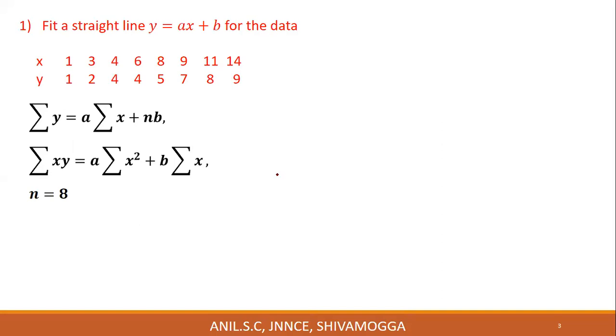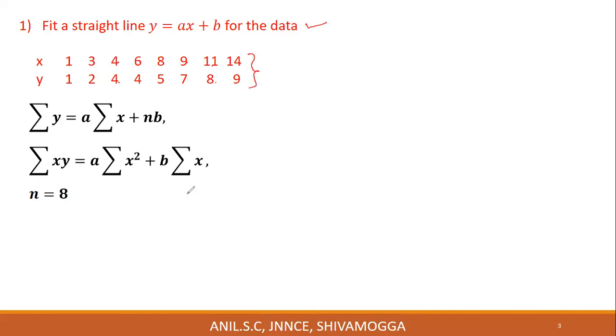Fit a straight line y is equal to ax plus b for the data. Data is given here. When x is equal to 1, y is equal to 1. When x is equal to 3, y is equal to 2. When x is equal to 4, y is equal to 4. When x is equal to 6, y is equal to 4. When x is equal to 8, y is equal to 5. When x is equal to 9, y is equal to 7. When x is equal to 11, y is equal to 8. 14, 9. Fit a straight line for this data.